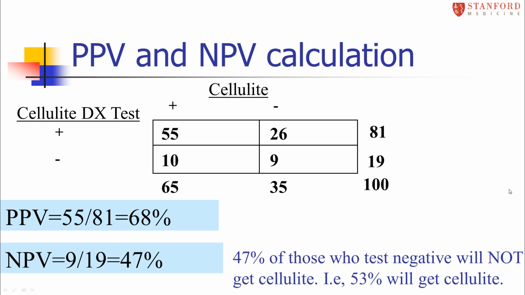Now remember that the company rounded that up to 50% when they reported it. So they said 50% of those who test negative will not get cellulite. So they're doing a little rounding again in their favor to make it look more interesting. Another way to say it, rather than putting it as negative predictive value, which is probably a little bit more difficult for most people to understand, the better way to say it would be that 53% will get cellulite. So if you test negative for this test, you still have a 53% chance of going on to get cellulite.